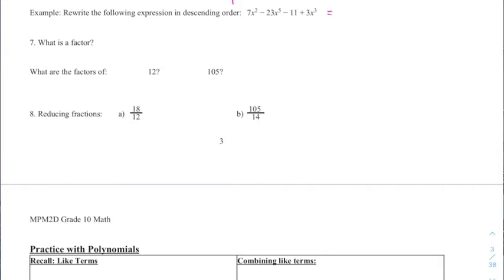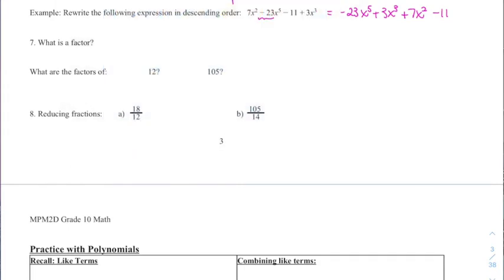So in this case, I can see that the highest power is x to the 5. The next highest power is x to the power of 3. The next one is 7x squared minus 11. Now be very careful, like I just showed you, the coefficient includes the sign, so it should be negative 23 in that case.